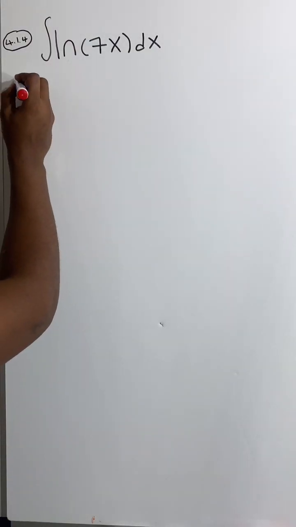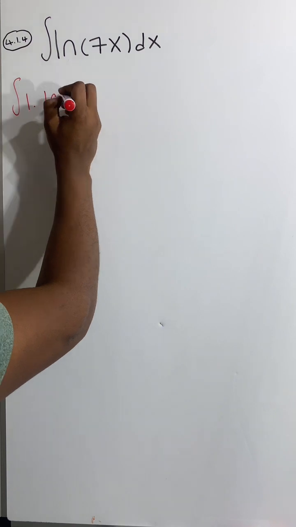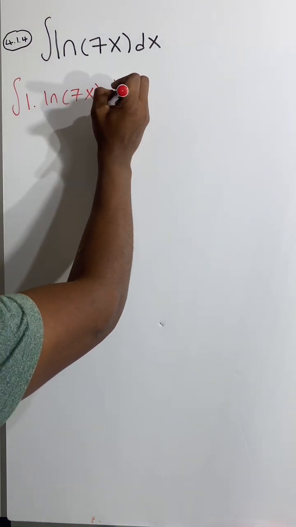Integration by parts, where we'll have 1 multiplied by ln of 7x dx.